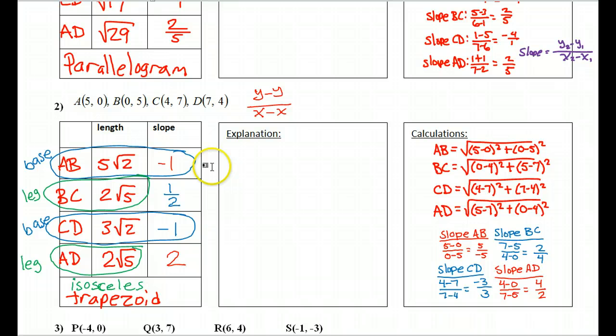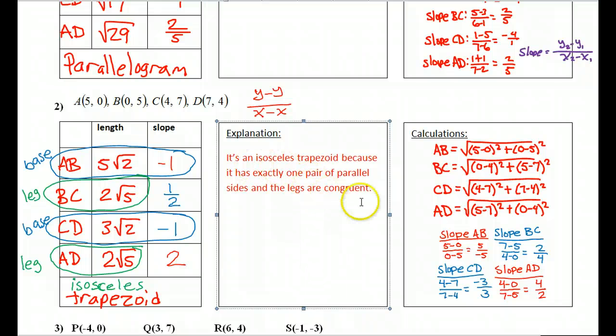Alright, just one thing left to do. Now we have to do the explanation. And since this is an isosceles trapezoid, there's nothing more specific, so we don't have to worry about saying why it's not something else. We just have to say why it is an isosceles trapezoid, which basically is going to involve the definition of trapezoid and isosceles trapezoid. So basically, I'm going to say this. It's an isosceles trapezoid because it has exactly one pair of parallel sides and the legs are congruent. So there you go.